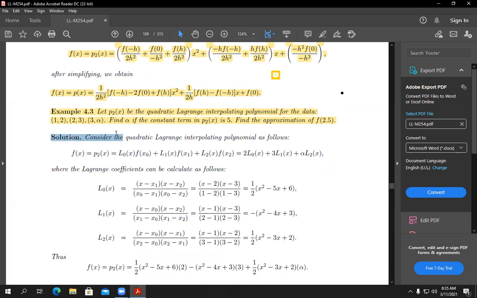So what is your first job? Your first job always is to write the formula, the P2 formula. And this is your P2 formula, the quadratic Lagrange interpolating polynomial. Now you can put in the values. What is f of x0 given by the teacher? 2. You put 2 here. What is f of x1? 3. You put 3 here. And what is f of x2? Alpha. You put alpha here.